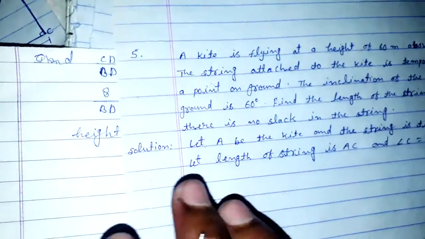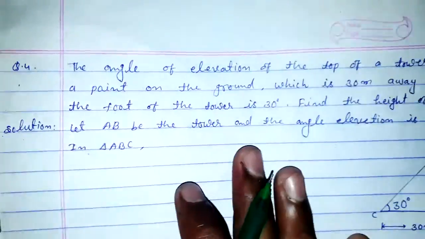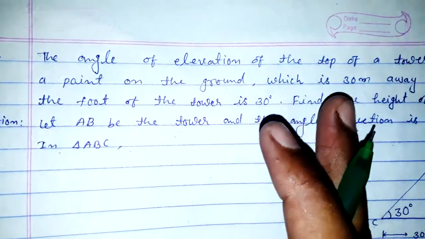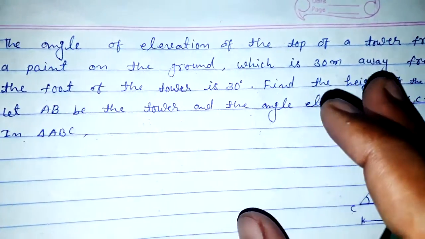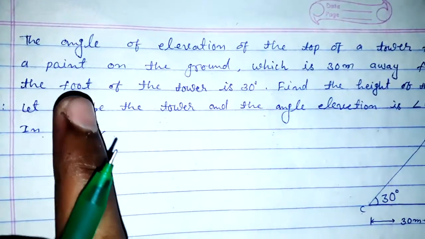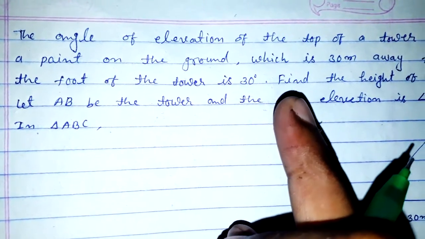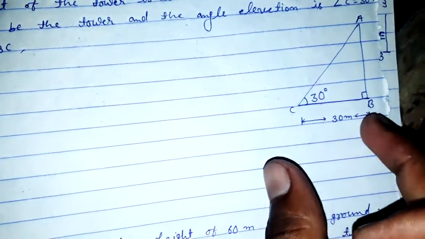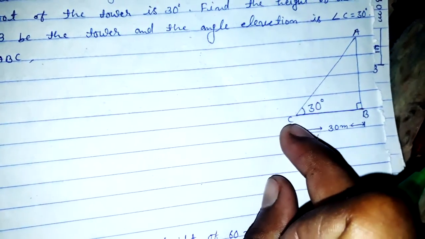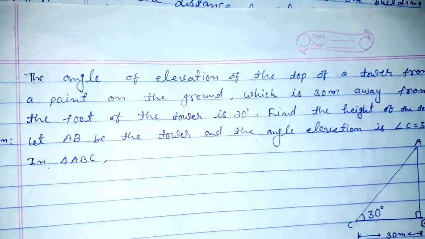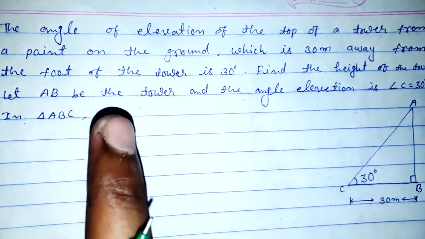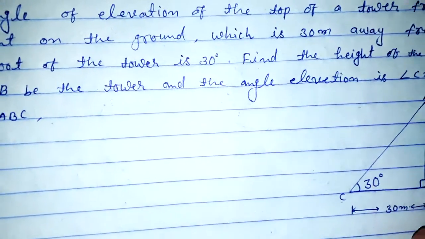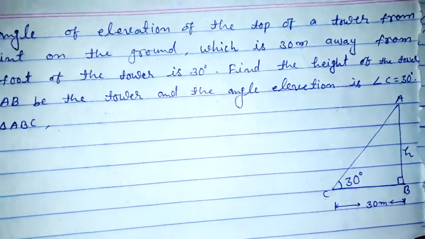Next question is the fourth question. The fourth question is: the angle of elevation of the top of a tower from a point on the ground, which is 30 meter away from the foot of the tower, is 30 degree. Find the height of the tower. So the height of the tower is AB.